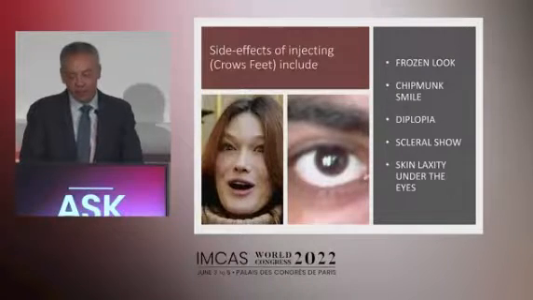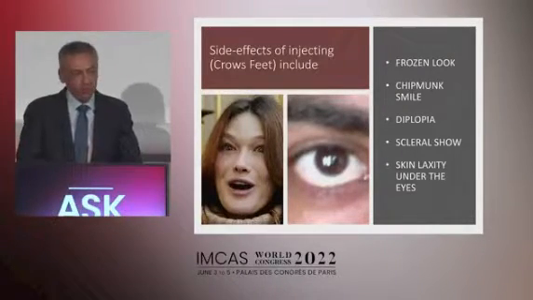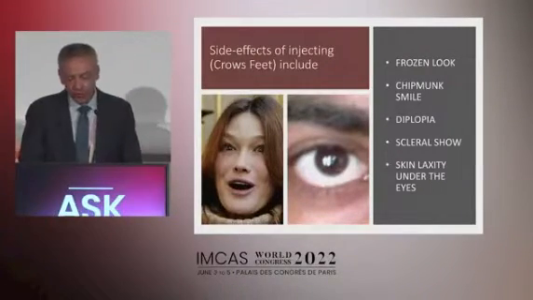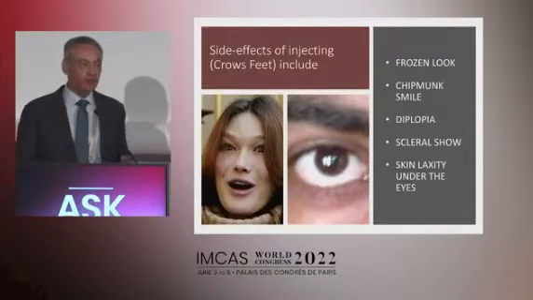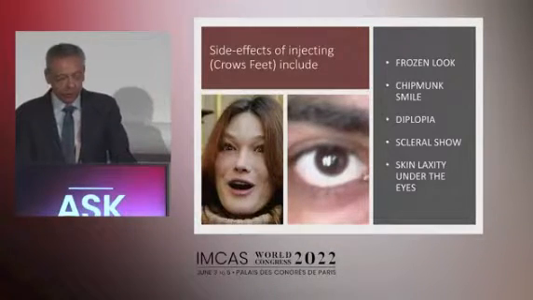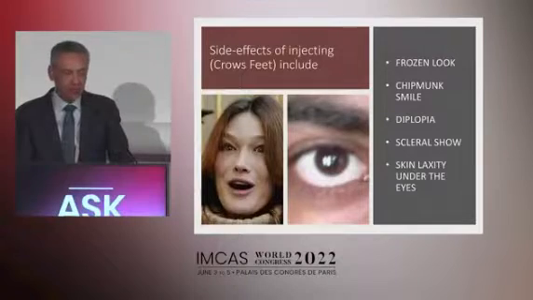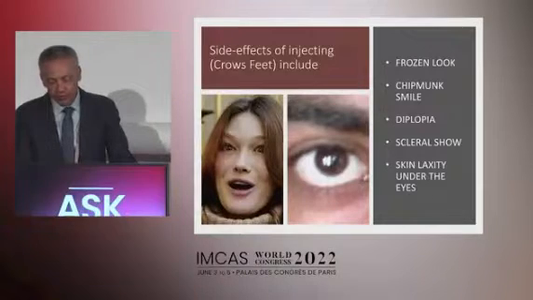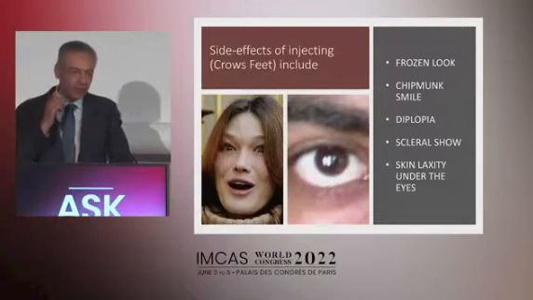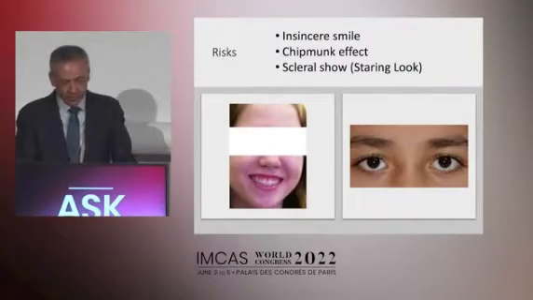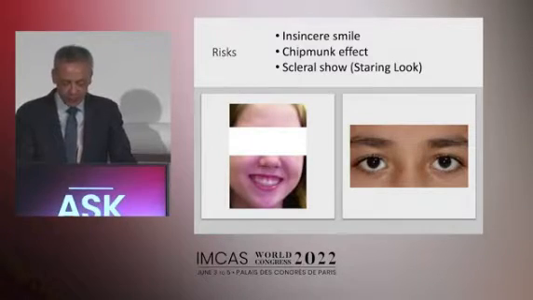The main side effects are a frozen or an unnatural look, which gives an impression that you're not really smiling from the heart, so that people will not trust you. A chipmunk smile, where only your cheeks move when you smile and you look like a chipmunk. And diplopia, if you reach the rectus muscles. The scleral show is like a staring look that patients do not appreciate. And skin laxity under the eyes in elderly patients. So this is an area that I inject only in young patients. Okay, so these are some examples of a chipmunk look and the scleral show.